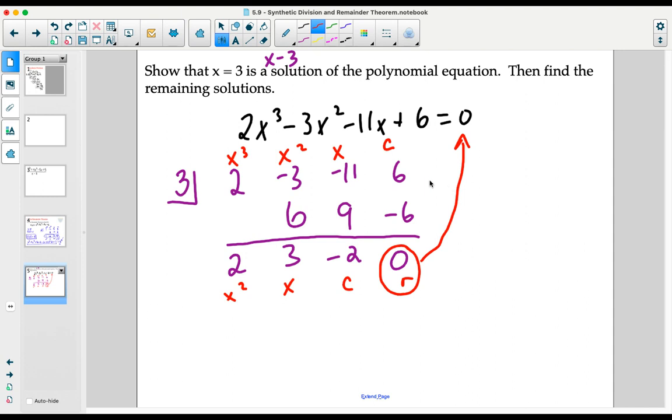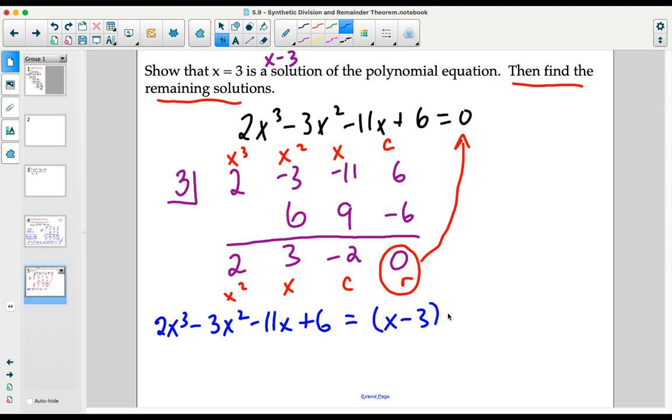However, we have this second part of the question that's creeping in that tells us that we need to find the remaining solutions. And we can do that by understanding what division actually does for us. What division actually does for us is it allows us to re-express the dividend, in this case 2x cubed minus 3x squared minus 11x plus 6, as a product of the divisor and the remaining quotient. And of course, we want all of that to equal 0. But we're going to wait on that part for just a second.